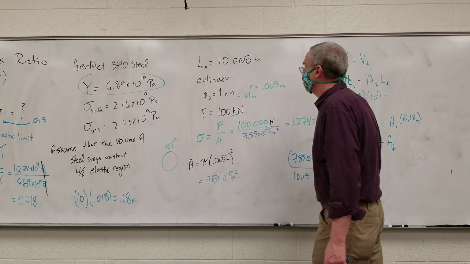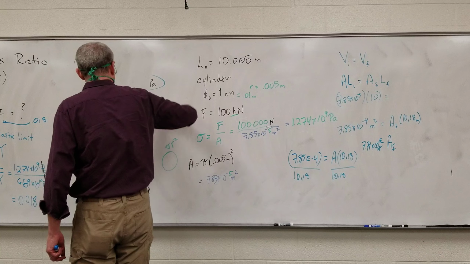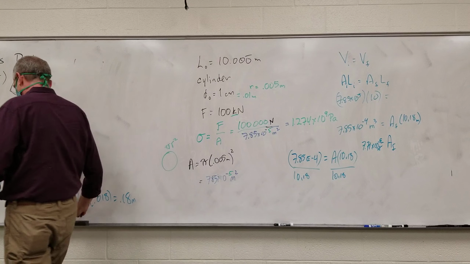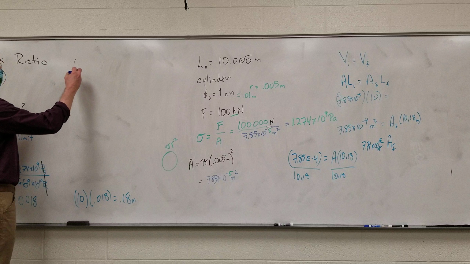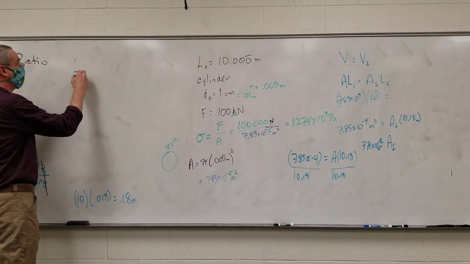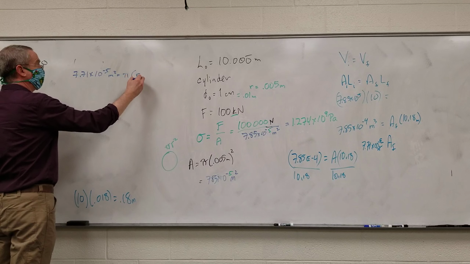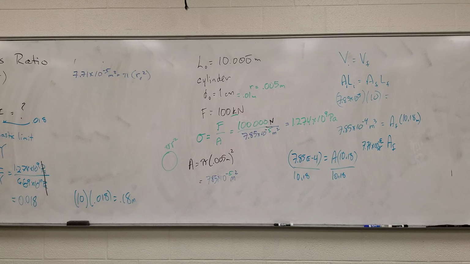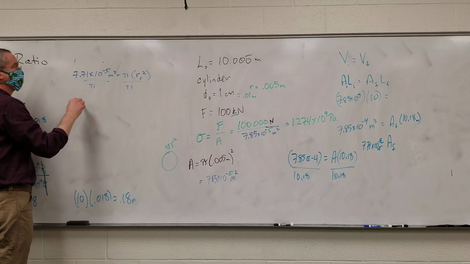What can we get rid of? Get rid of this part. And that's equal to pi r squared. So that was 7.71 times 10 to the negative fifth square meters. That's equal to pi times my final radius squared. So divide by pi, and then take the square root.